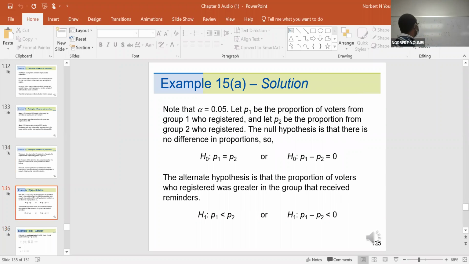So what is the claim? The proportion in group 2 is greater than in group 1. So H0 will be P1 is equal to P2, or P1 minus P2 is equal to 0. And H1, P1 is less than P2, or P1 minus P2 is less than 0.